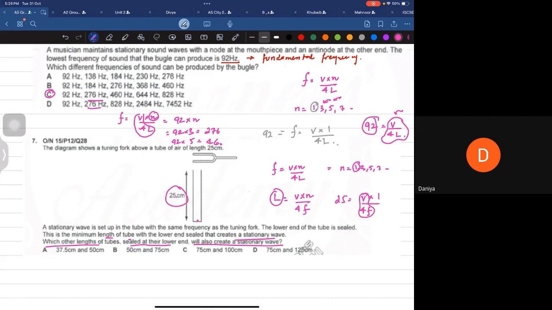So I'm going to write the equation again. L equals vn upon 4f, and this whole thing is 25, so I'm going to write 25 times n. Now when I put 3 in this, 25 times 3 is 75, so this could be the answer. And then 25 times 5, because the next number is 5, is 125. So it has to be D. So you have to work around the same formula, because these formulas are your lifesaver.